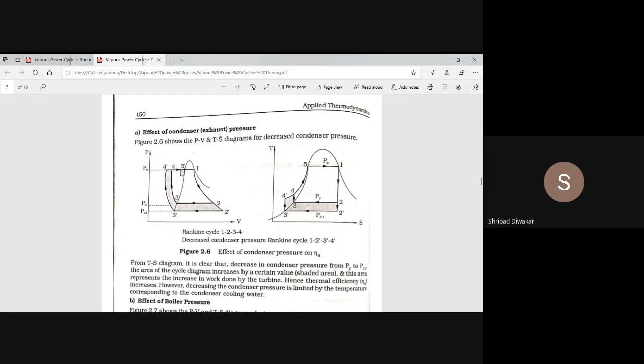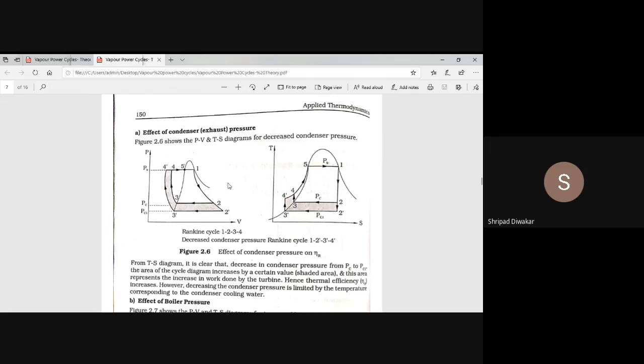You have to draw the saturation curve. You see the cursor. This is a saturation curve. This is the nature of the saturation curve in the PV case, and this is the nature of the saturation curve in the TS diagram. So first, normally you draw the Rankine cycle. 1, 2, 3, 4, 5 is your normal Rankine cycle.